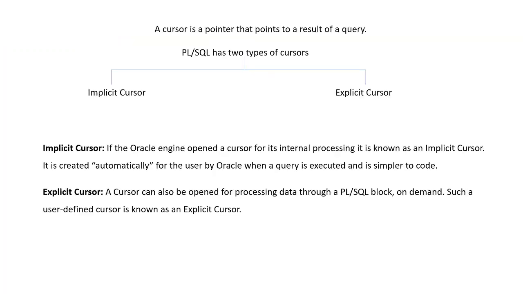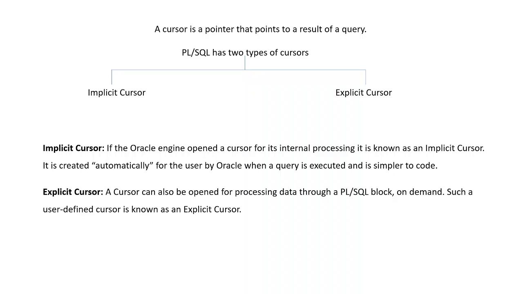Let's get straight away into the definition of the cursors. A cursor is a pointer that points to a result of a query. So you can understand, whenever you run a query, you get a result. This result, whatever you get, has to be stored in some temporary work area, and this work area is known as a cursor. It's as simple as that.